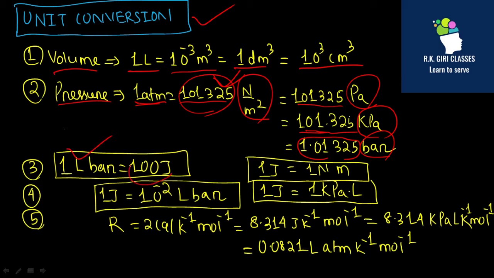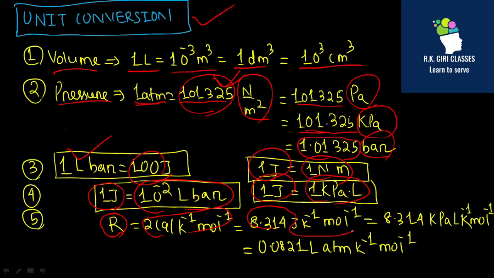1 liter bar is equal to 100 joule, and 1 joule is equal to 1 Newton meter. Or you can say 1 joule is equal to 10 to the minus 2 liter bar, and 1 joule is equal to 1 kilopascal liter. And your R is equal to 2 calorie Kelvin inverse mole inverse, 8.314 joule Kelvin inverse mole inverse, 8.314 kilopascal liter Kelvin inverse mole inverse, and this is 0.0821 liter atm Kelvin inverse mole inverse.